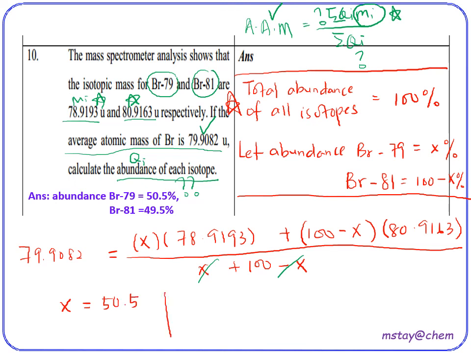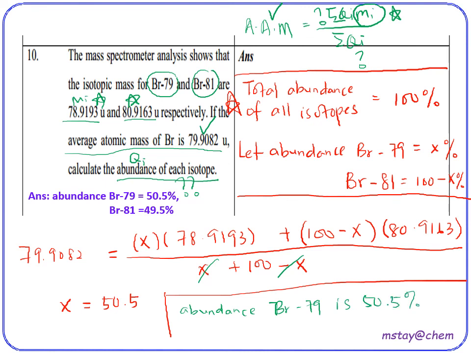Changing it to a statement, you will notice that the abundance of bromine-79 is 50.5%, while the abundance of bromine-81 will be 100 minus 50.5, which is 49.5%. This is how you are going to do the calculation for this kind of question, number 10.